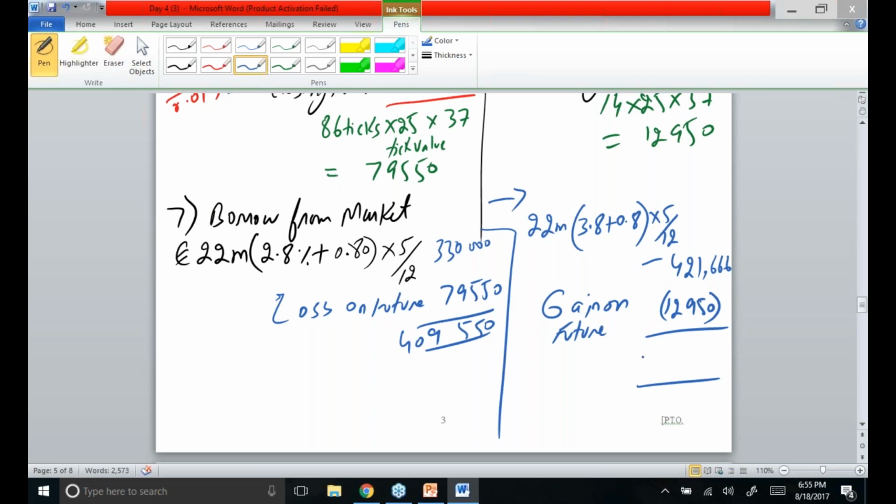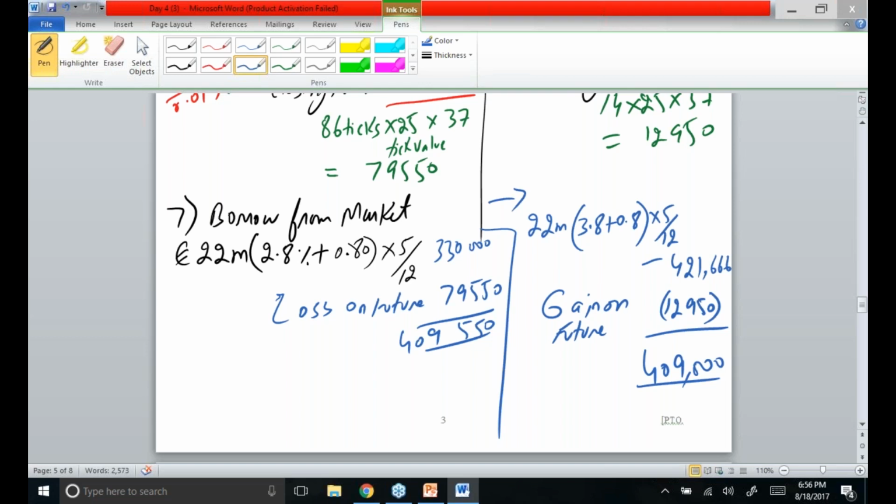So it is near to 409,000 approximately. So in both cases, your approximate cost is same. So how are you going to solve it in exam? That's how you're going to solve it in exam.